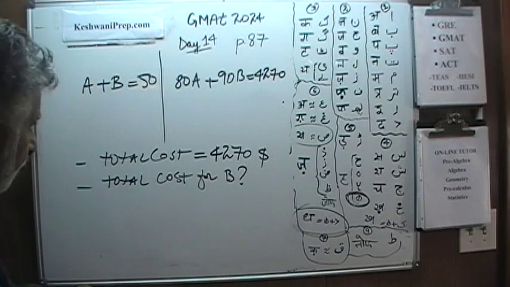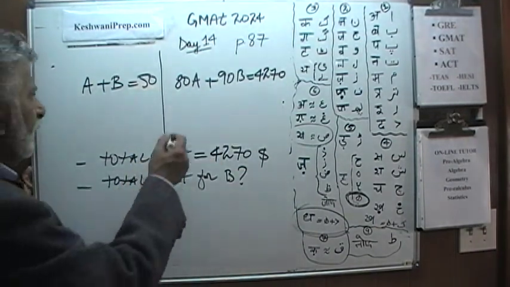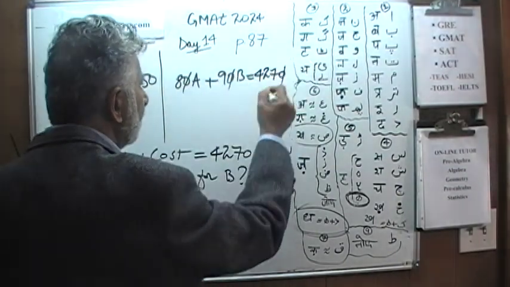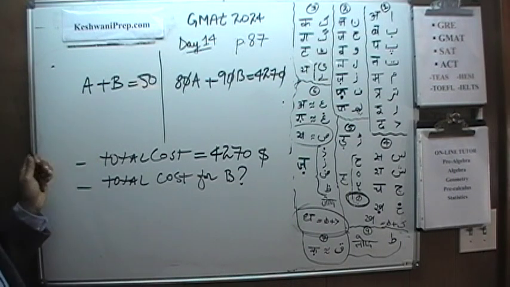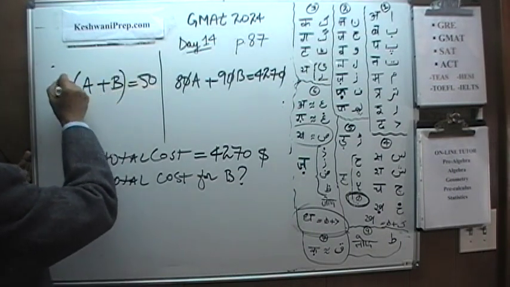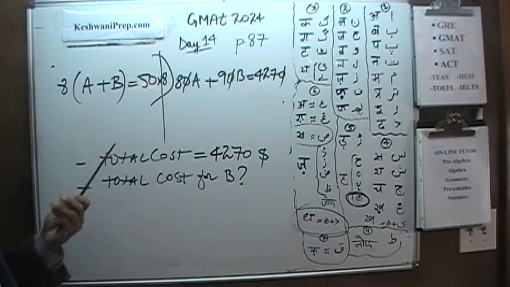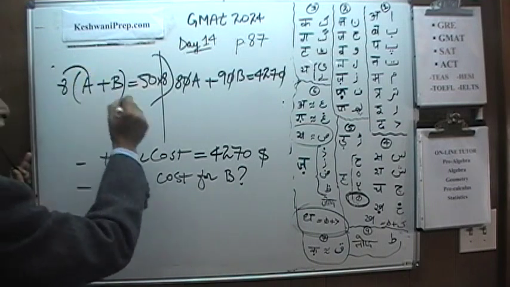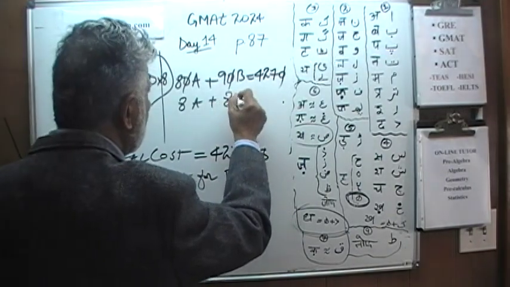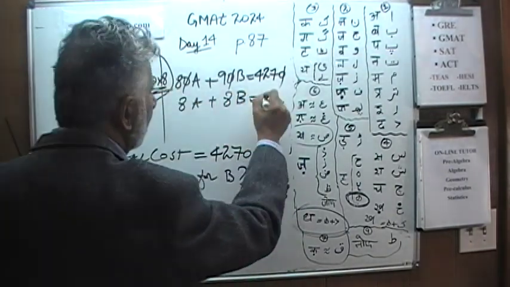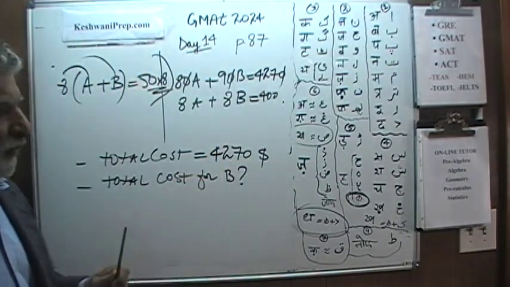Let's begin, shall we? The very first thing I want to do is divide this equation by 10 so we don't have to deal with huge numbers. Get rid of the zeros. So that's done. Now we see 8A and here we see A. Why don't we take this equation and multiply it by 8? 50 times 8 is going to be 400. Now we get 8 times A plus 8 times B has to equal 400. Remember now, this is only 427 because we knocked out the zeros.